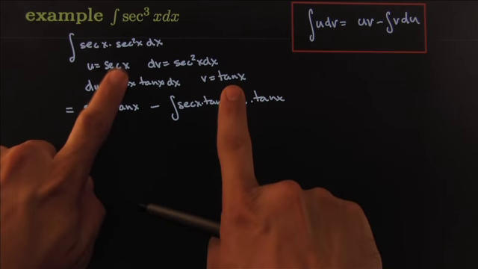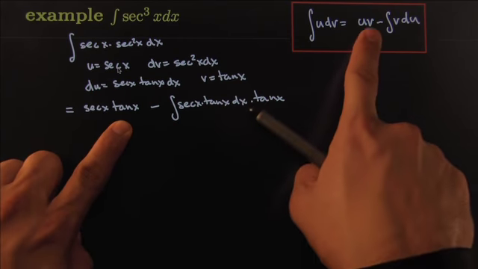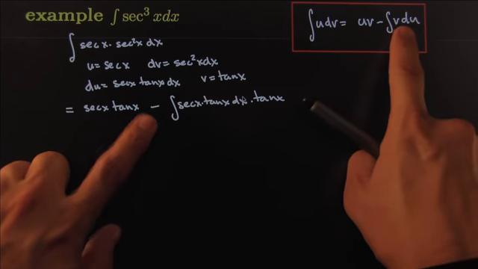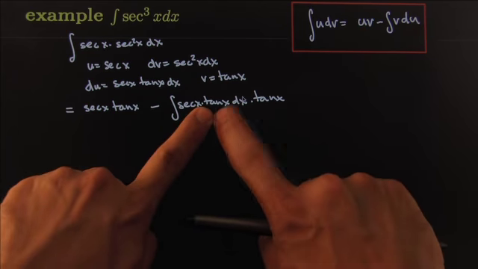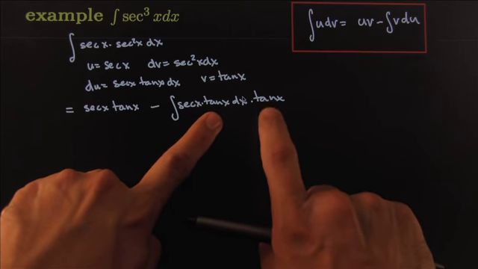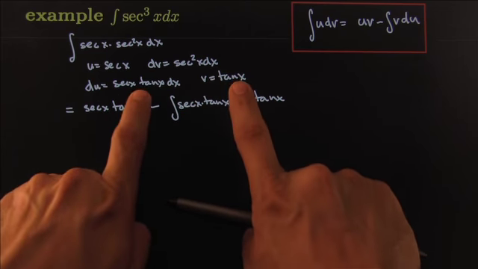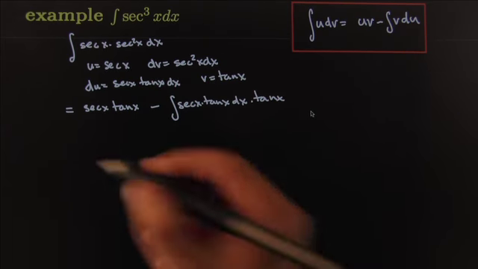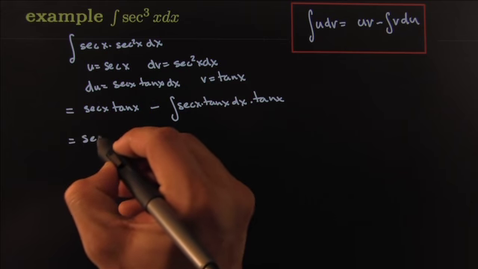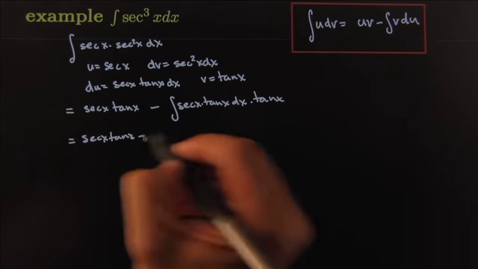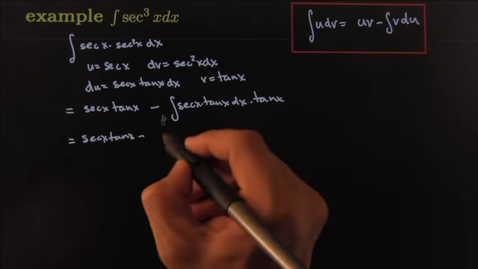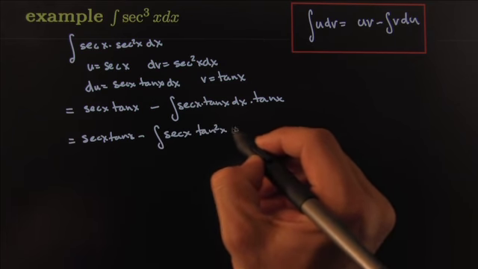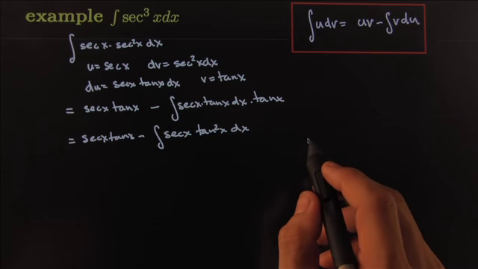These two pieces, uv, that's that part right there. And then integral of v du, that's v and du. That's what's going here, according to our recipe. This becomes secant x tangent of x minus, I've got a couple of tangents here, secant x tan square. Oh my goodness, what are we going to do now?